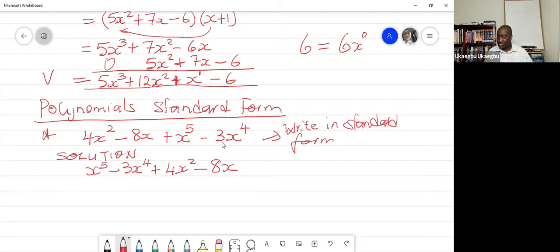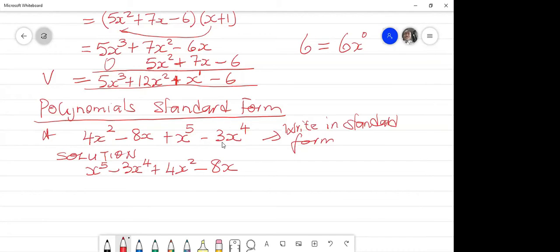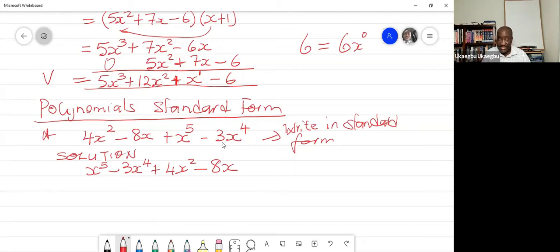See? It's all about rearranging stuff. When you are writing a polynomial in standard form, you are just rearranging the polynomial in a certain order, and it has to be descending order. Descending means decreasing. It is never ascending order. If somebody writes negative 8x plus 4x squared minus 3x raised to power 4 plus 5x, that would be wrong because that's ascending order. So it has to be descending order.